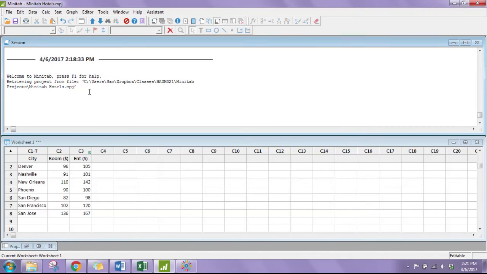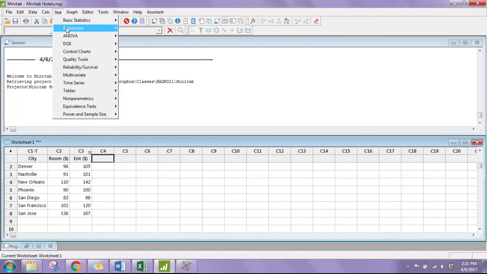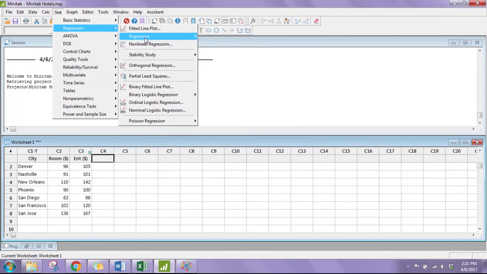Okay, so here I have the data from that last problem on our worksheet. Notice that I have included column labels up here. That makes it easier to select which variable goes where, so you don't have to recall just what is C2, what is C3. Okay, so to do a linear regression, we're going to go to Stat, Regression, Regression, Fit Regression Model.